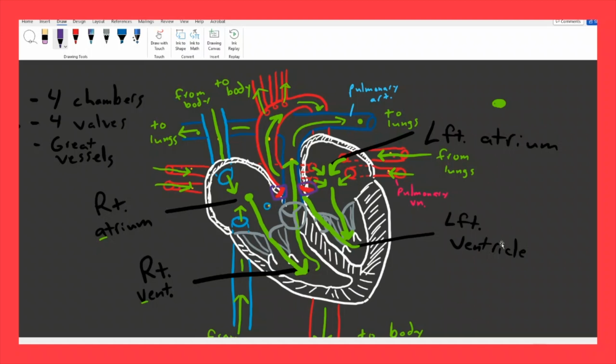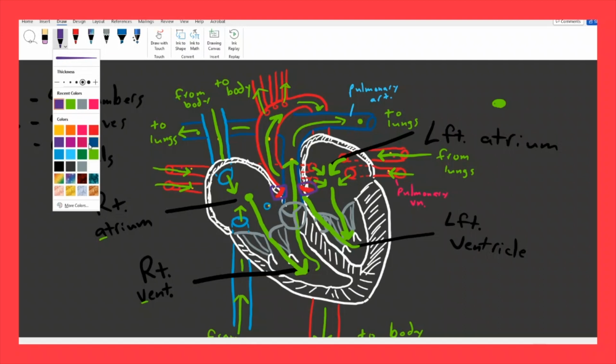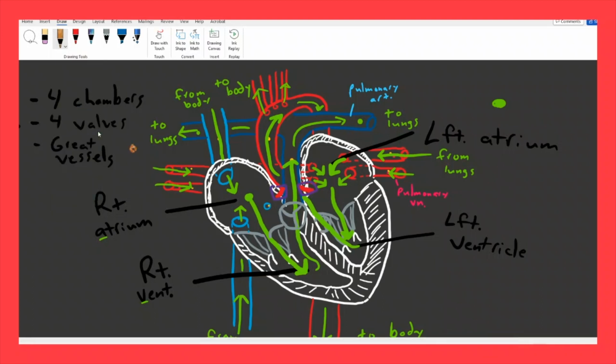And just for fun, because this is practice, let's just do it one more time. So let's throw a new color in here. How about this one right here? Will that stand out? Oh, I think so. So let's pick a different chamber and see how this works. How about this one? The left ventricle.